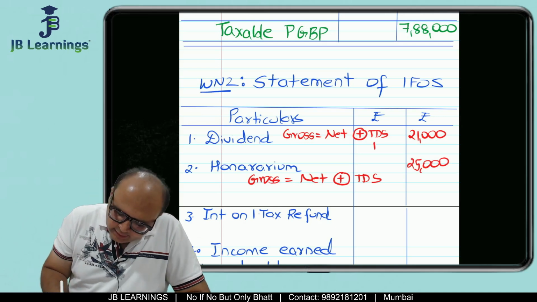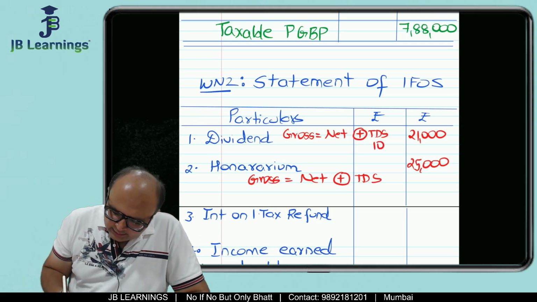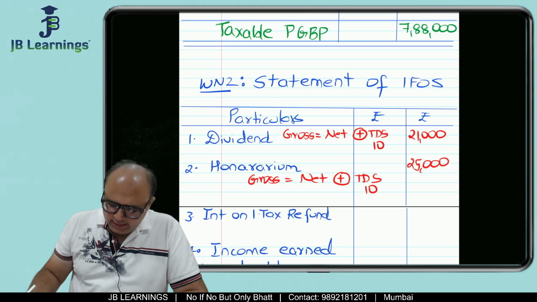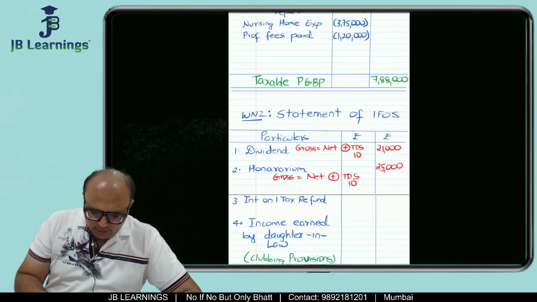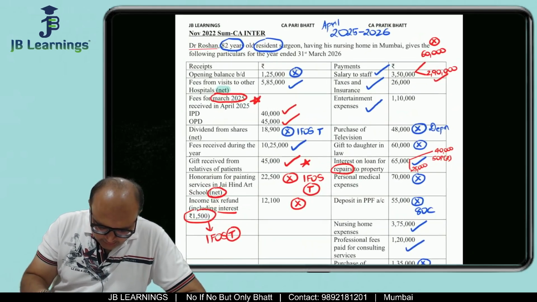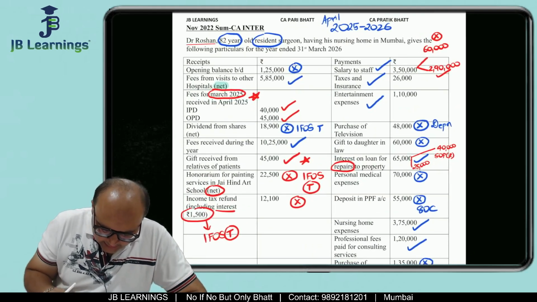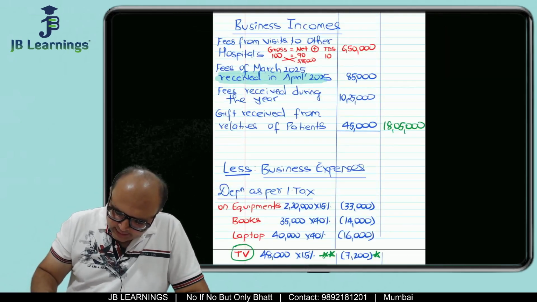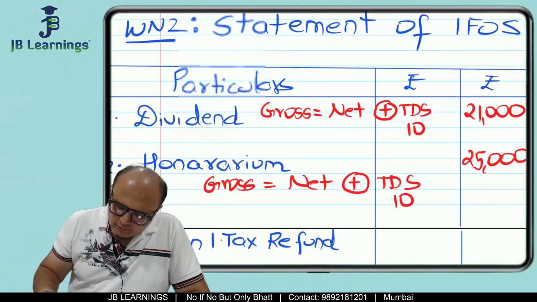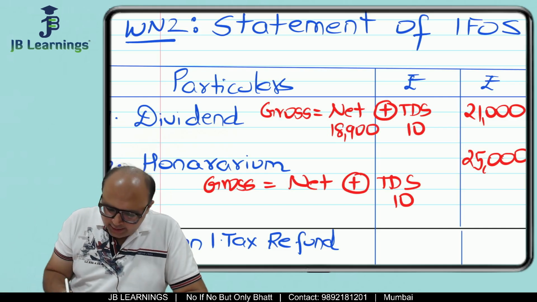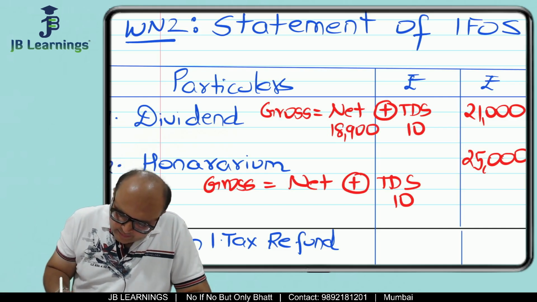So in dividend, the TDS is 10. In honorarium, it is like professional fees, it is again 10. So whatever amount they have given in the question, what is the dividend amount which they have given in the question? The dividend is 18,900. Correct. So 18,900, the net amount is given in the question. So you have to convert the net into gross.